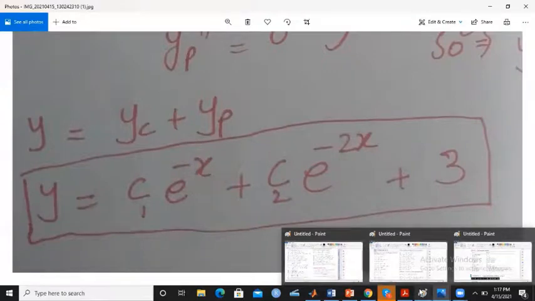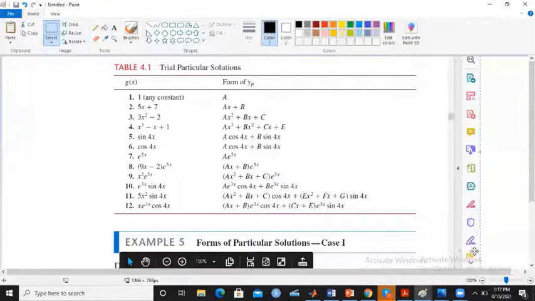Now let us look at the table. This is a very important table for the trial particular solution. Okay, so kindly go through this table. There are 12 rows in this table, and let us go through these rows one by one.